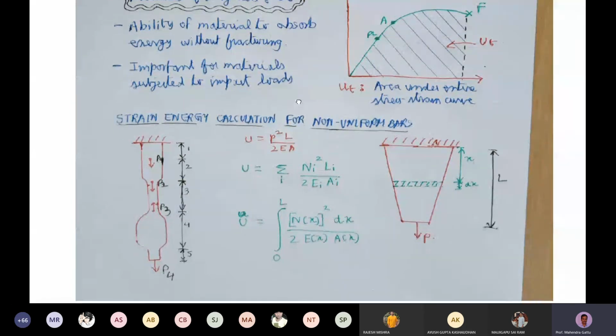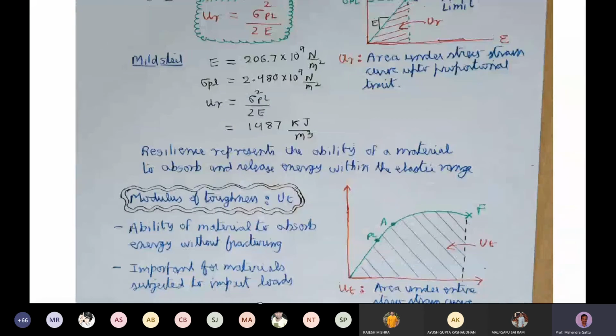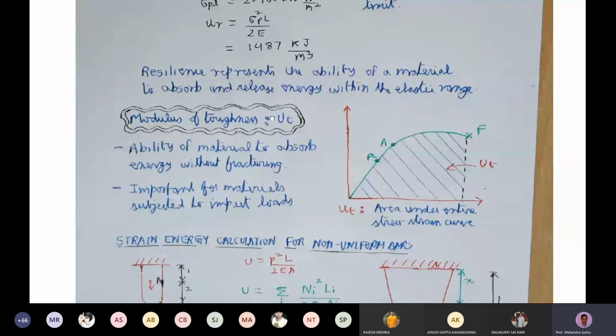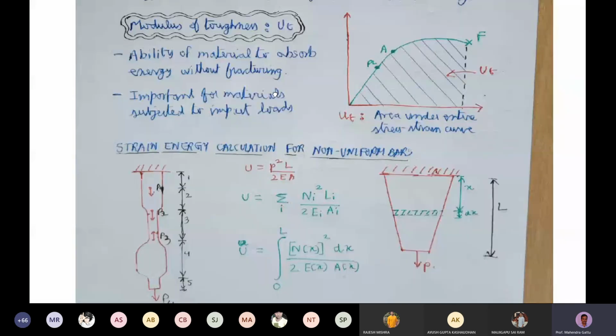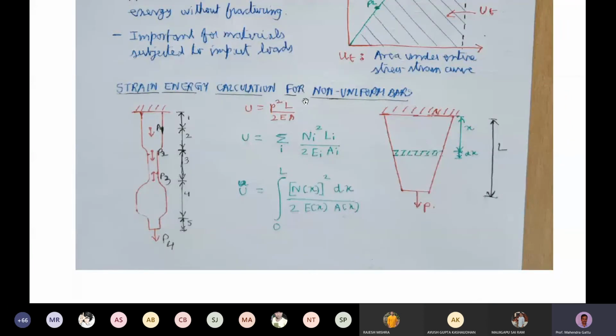Now we'll discuss strain energy calculation for non-uniform bars. Previously we had a very simple prismatic bar, loaded at the end, and we found the strain energy in that bar. Now here we have a bar with a varying cross section, with a load at the end and loads in the intermediate region. So how do you calculate the strain energy for this bar?